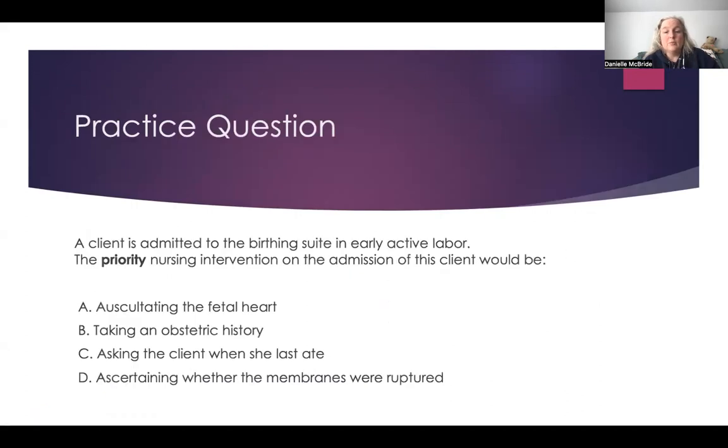A client admitted to the birthing suite in active labor, the priority nursing intervention would be to auscultate the fetal heart, take obstetric history, ask the client when she last ate, or ascertain whether the water's broken. And my very first thing is love baby. Assess the fetal heart rate, letter A.